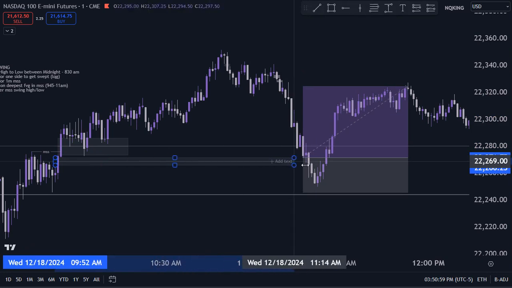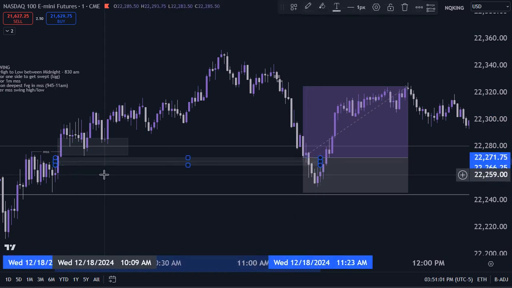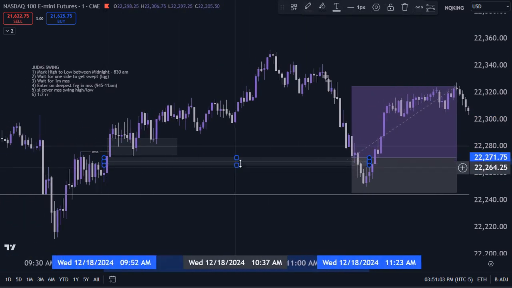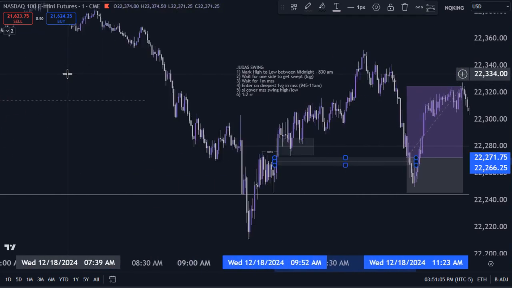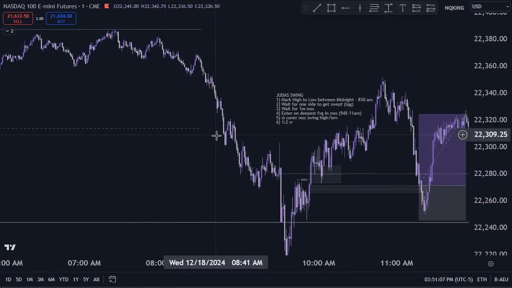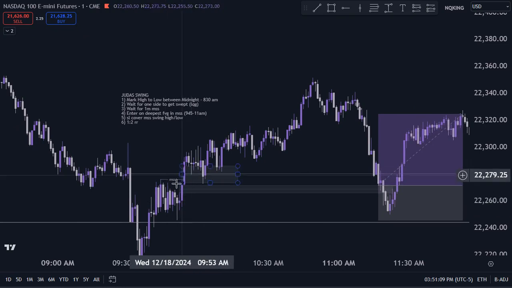This is because this fair value gap never got mitigated, right? It never got touched. This is an untouched fair value gap. So mark the high and low between midnight to 8:30. Wait for a liquidity grab. Wait for a 1 minute market structure shift with displacement, right? We see a displacement, fair value gaps. Enter in on the deepest fair value gap. We missed it by a point, literally a point. Stop loss covers the swing low, targeting 1 to 2 risk reward.